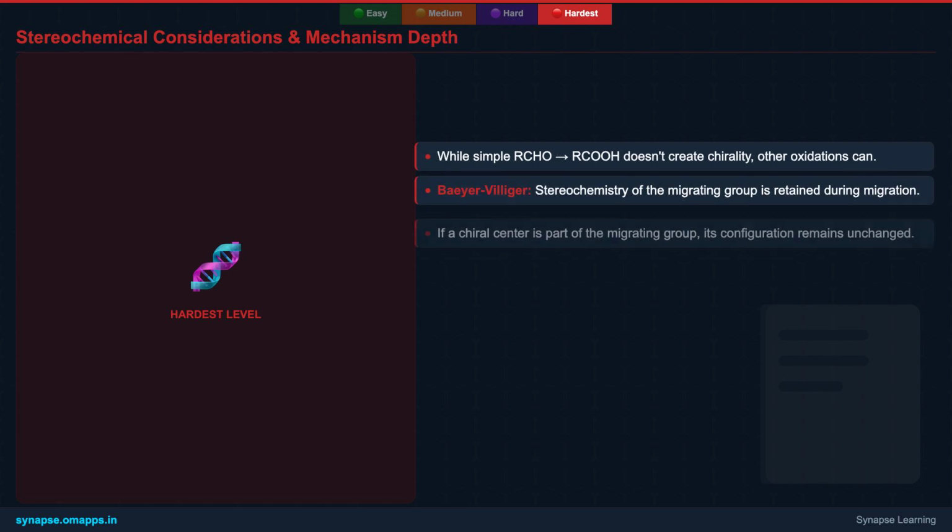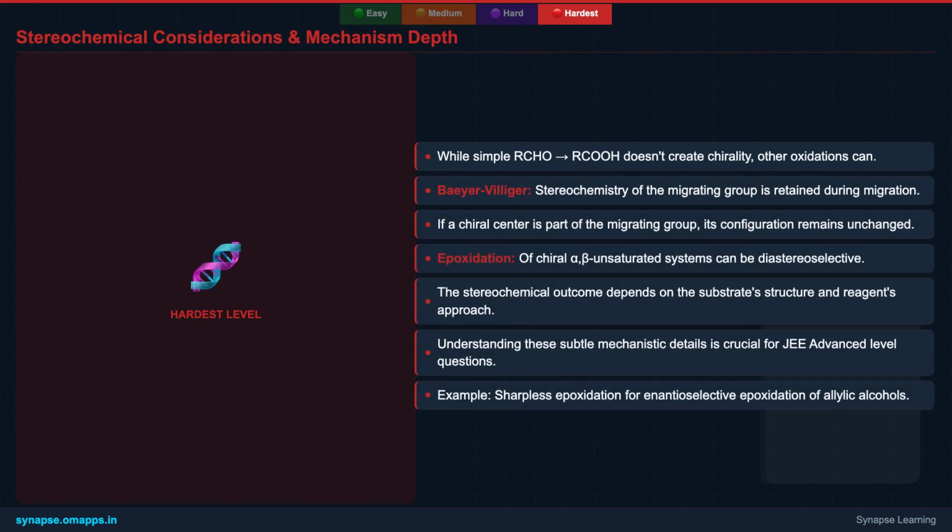Finally, let's consider stereochemistry. While simple aldehyde oxidation doesn't create new chiral centers, more complex reactions can. In Baeyer-Villiger, if the migrating group is chiral, its stereochemistry is retained. Epoxidation of chiral unsaturated systems can also be diastereoselective. These subtle details are what differentiate a good understanding from a truly masterful one, especially for the nuanced questions you might encounter in JEE Advanced.